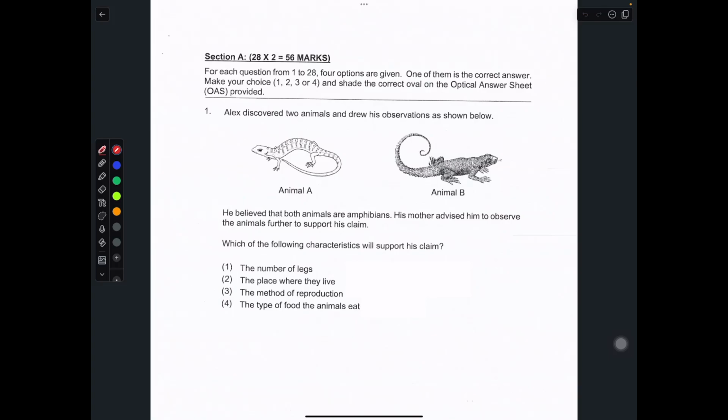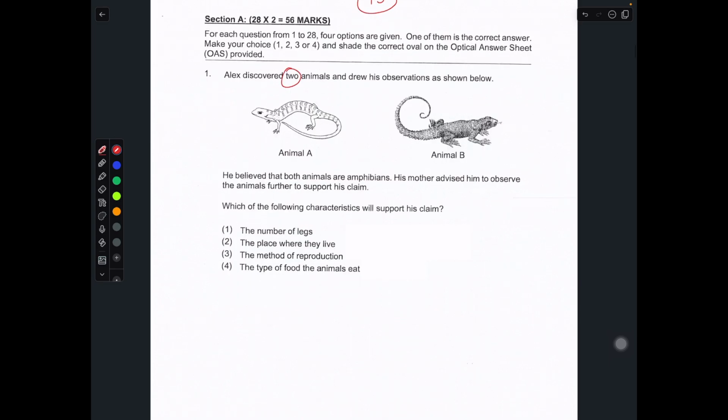Everyone, today I'll be going through the MCQ section for one of the school's papers. This is tagged to P5 level, so all of these questions are found in the P5 end of year exam. Alex discovered two animals and drew his observation as below. And this is how he drew it.